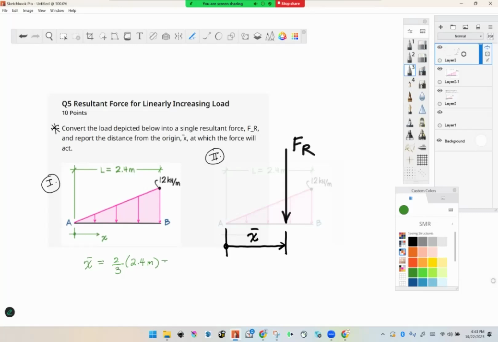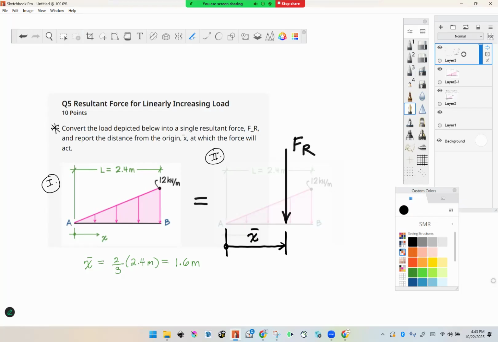That looks like 1.6. A little mental math there, but run it through your calculator if you need to do so. So I just divided 24 by 3, 8, move the decimal point, 8 times 2, 1.6. So there is where that force is located for these equivalent systems. They need to have the same tendency to rotate, same tendency to translate.